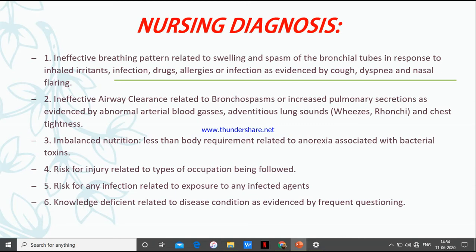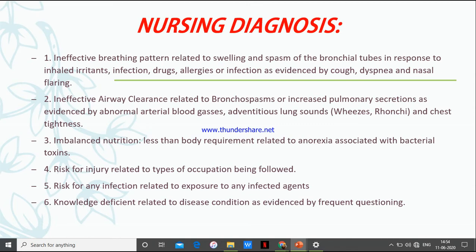Third is imbalanced nutrition, less than body requirements related to anorexia associated with bacterial toxins. So in such conditions also, when there's chest tightness and difficulty in breathing, patients are having lack of appetite. They do not have appetite to consume the food. So what happens is that they're not able to take food, so their body weight will decrease. So that's why imbalanced nutrition, less than body requirements related to anorexia associated with bacterial toxins. This nursing diagnosis is applicable for the signs and symptoms.